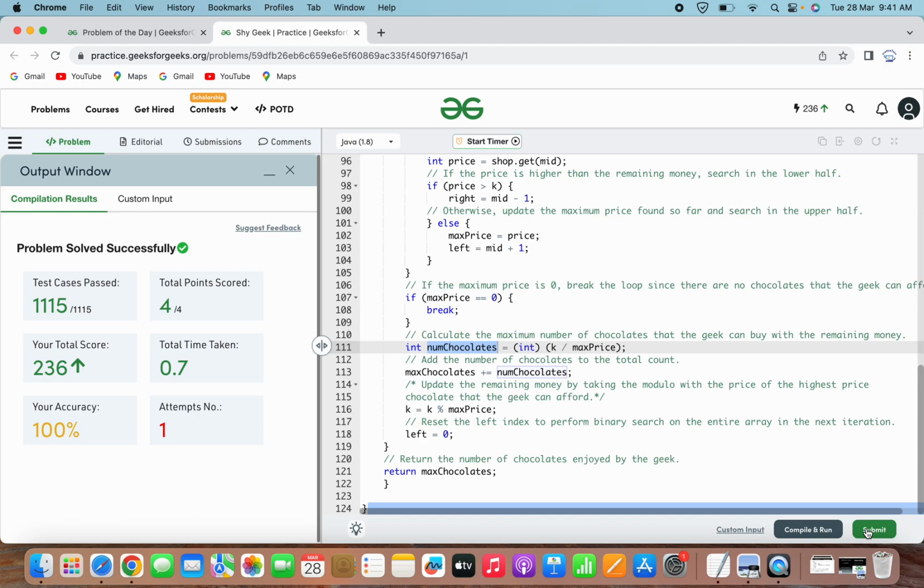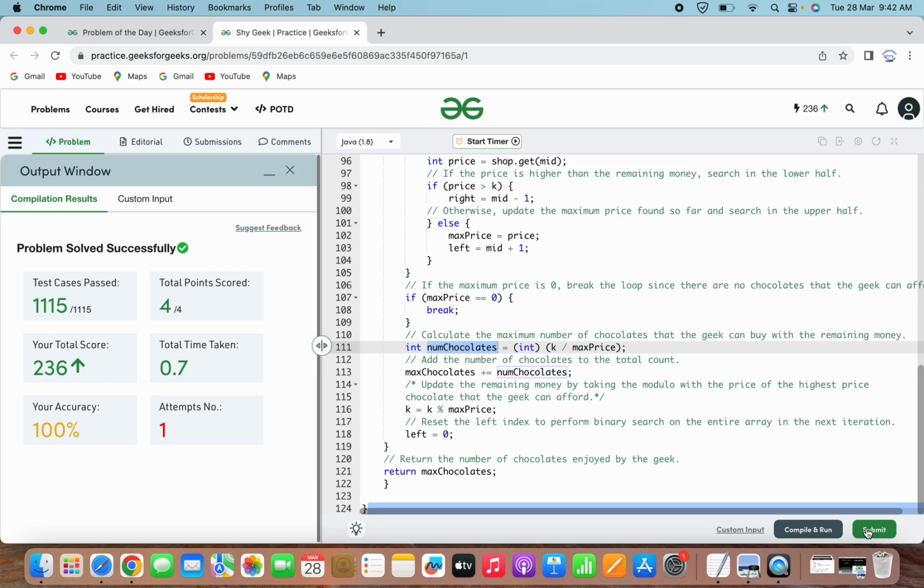Yeah, so talking about the time complexity of the solution, it is in the order of big-O of log n into minimum of 50 and n, where n is the number of chocolates available in the shop. The inner loop performs binary search to find the maximum price of the chocolate that the Geek can afford, which takes big-O of log n time. Since the Geek can make at most 50 inquiries about the price, the outer loop runs at most 50 times in the worst case.